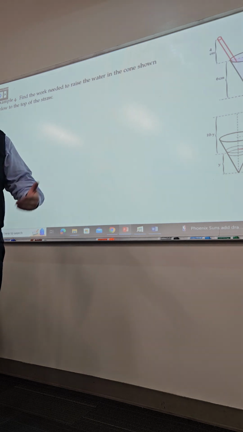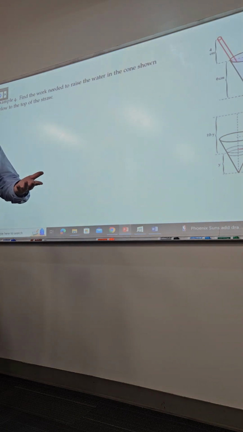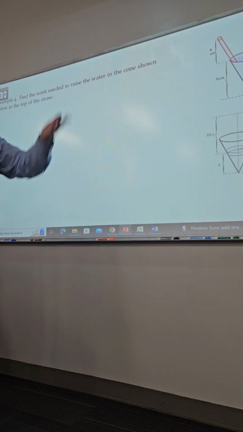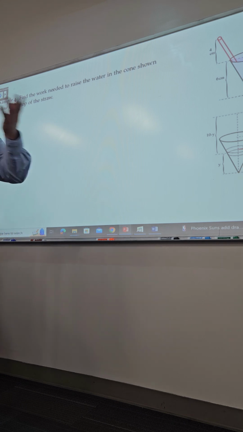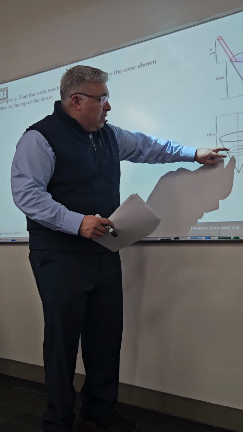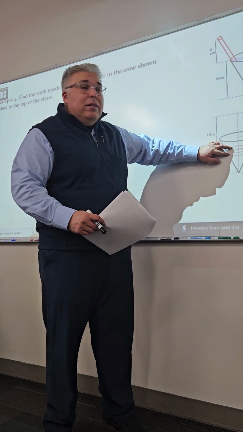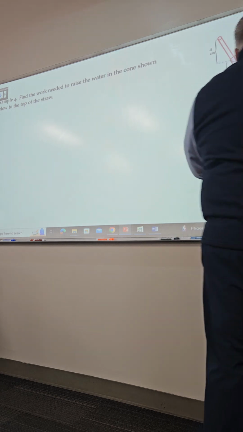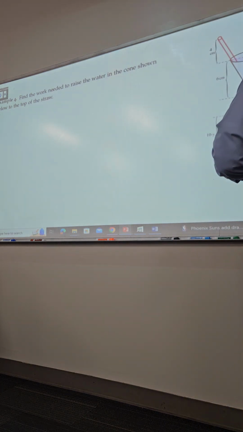Interesting. How much work is it going to take to get the water out of the cone and out of the straw, so you can drink the water? Yes, from the cone through the straw. Now remember, we're doing it by slices. See how it's cut as a slice? You have a cylinder. Each slice is a cylinder, so you're pumping out cylinders of water, and they're very thin.